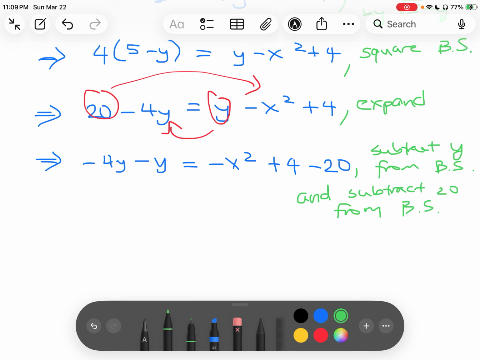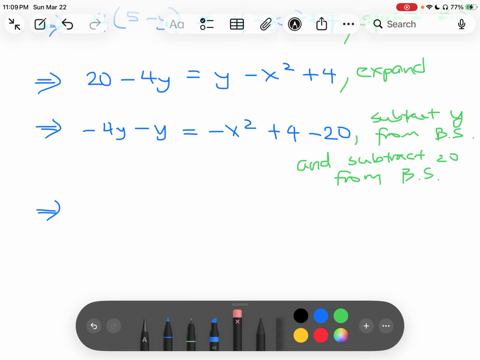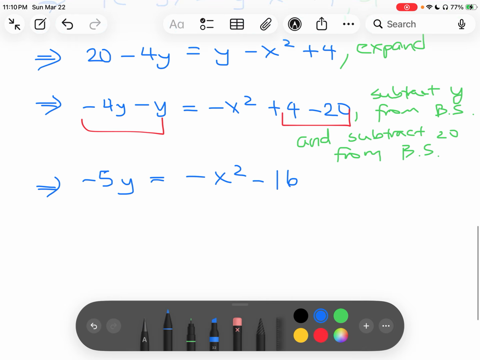The next thing we're going to do is simplify. Minus 4y and minus y is minus 5y. I just simplified these two. Next, we simplify the constants: 4 minus 20 is minus 16. So we have minus x squared minus 16.